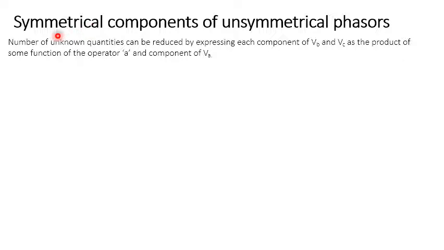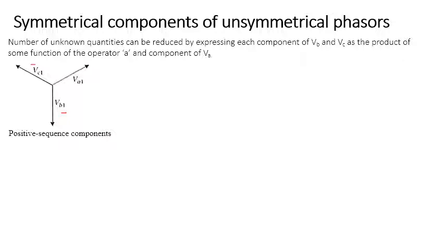Let's take that down. The number of unknown quantities can be reduced by expressing VA, VB and VC with the operator A. We know that we consider a positive sequence component. So we understood that this is VA1, VB1 and VC1. Here you might be wondering that we are considering an anti-clockwise direction, but the representation is in the clockwise direction. Do not get confused between this. So first VA1, then we'll write VB1, then VC1.